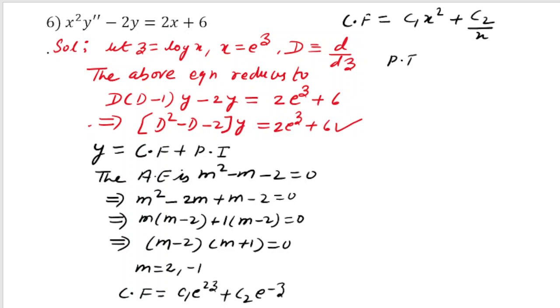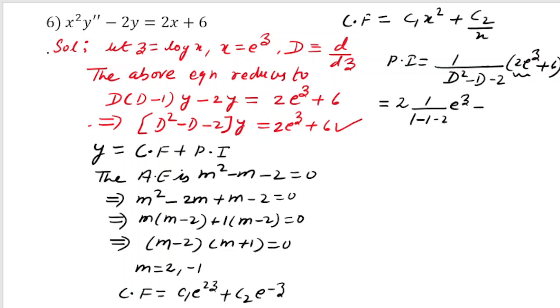Now we have to find the PI part. So the PI part is 1 by (D squared minus D minus 2), and that we have to operate on 2 e to the power z plus 6. Now if I do the direct substitution, it will not be 0, so I can do it. I am operating on this only, so I will be writing 1 squared, that is 1, minus 1 minus 2, on 2 e to the power z, and plus 1 by (D squared minus D minus 2) on 6, and 6 can also be seen as 6 e to the power 0z.